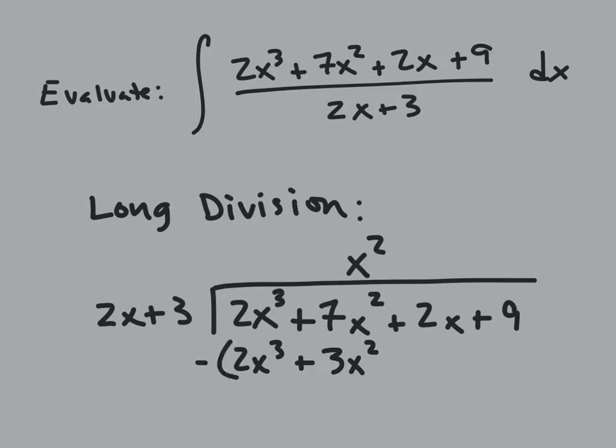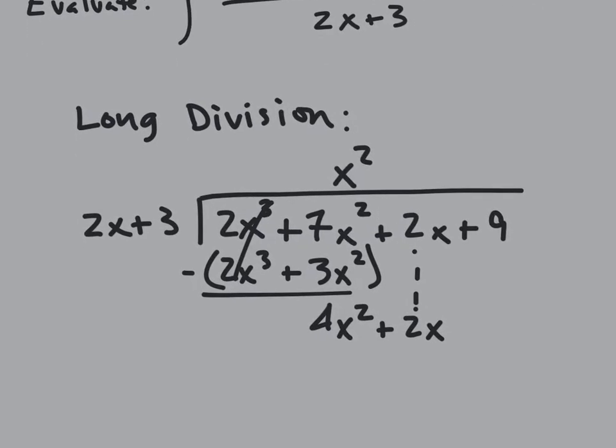All right, subtract your quantity here. So I've got 2x cubed minus 2x cubed. That's going to cancel out. Now here I've got 7x squared minus 3x squared, which gives us 4x squared. And then we're going to bring down our positive 2x. All right, and we're going to repeat that same process.